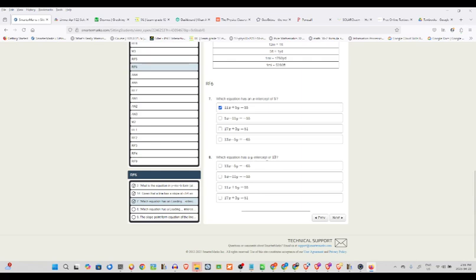So which equation has a y-intercept of 13? We let x equal 0 and solve for y. And again, randomizer, put it as A. Negative 65 divided by negative 5 is 13. Here, x is 0, y would be 5. X is 0, y is 11. X is 0, y is 17.